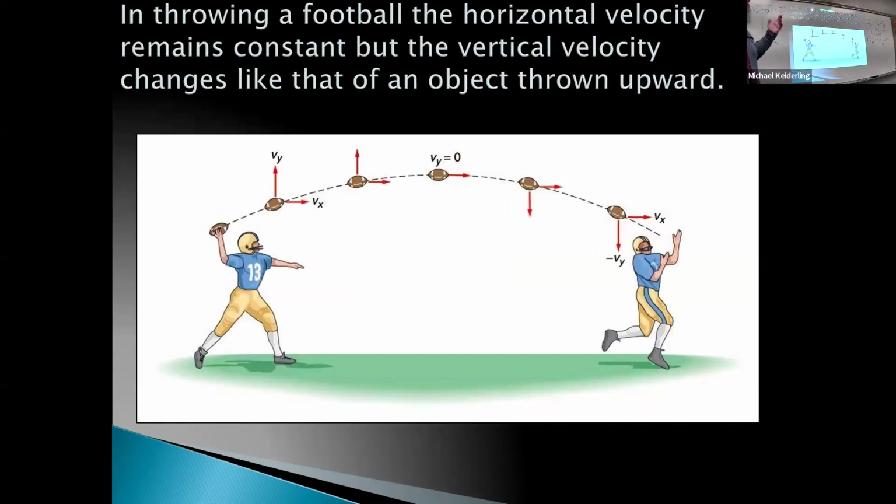Now, if you throw something with some upward velocity, it will go up and then down again vertically, and will continue moving sideways at the same velocity the entire time. So here, a thrown football, the horizontal velocity remains constant the entire time, but the vertical velocity changes just like that of an object that's thrown upwards. And that means the speed on the way up is going to be the same as the speed on the way down for each height. But one will be pointed up and one will be pointed down.